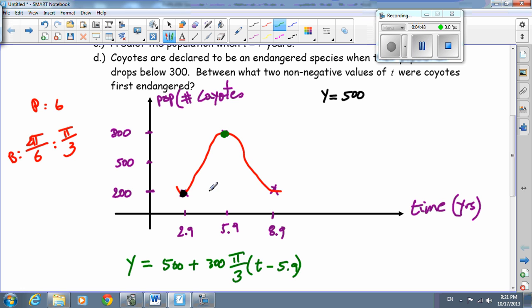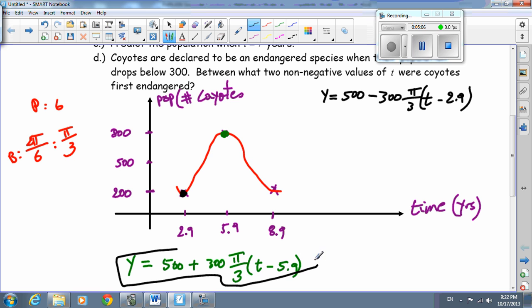And if I was doing the black point, which is the one all the way down here, it would have been 500, this time minus 300, pi over 3, and inside the parenthesis, you will have t minus 2.9. They're identical, these two equations. Now I will continue this problem using the green equation, which is this one.